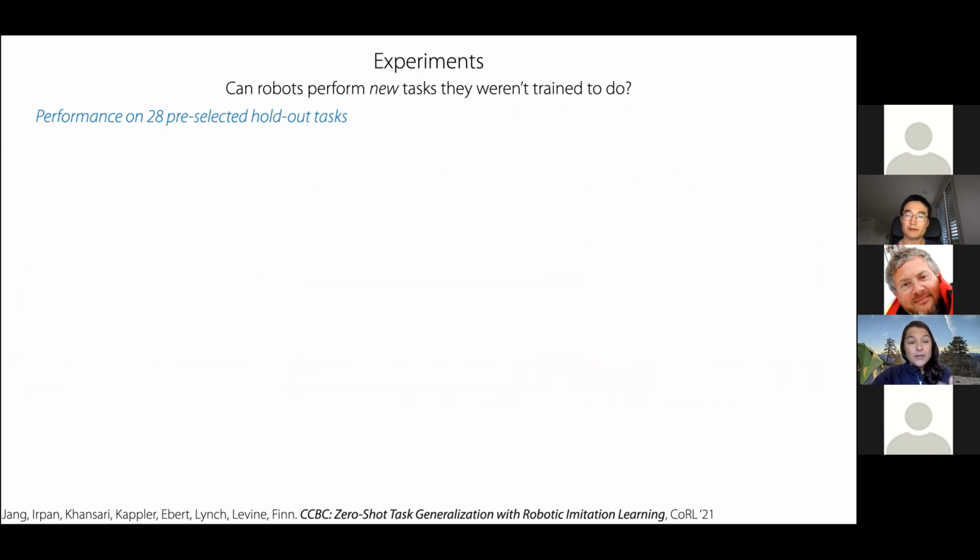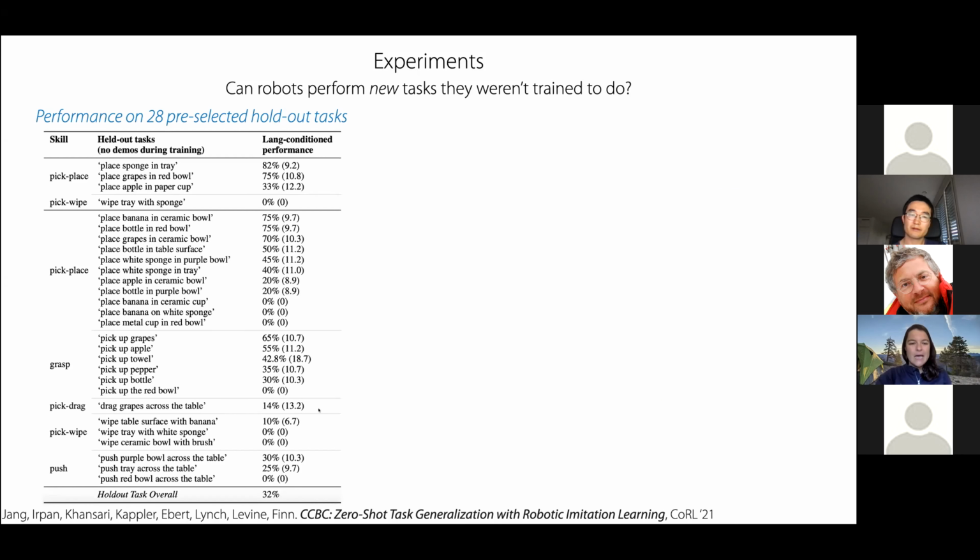Great, so quantitatively, we evaluated the performance on 28 holdout tasks. We pre-selected these tasks and evaluated on them, so we didn't know whether it was going to generalize before we did this evaluation. And this is the performance here. I'm going to focus on language conditioning for now, just for simplicity. And what we find is that we get a non-zero success rate for 20 out of 28 of the holdout tasks. And we get an average of 32% success over the 28 tasks.